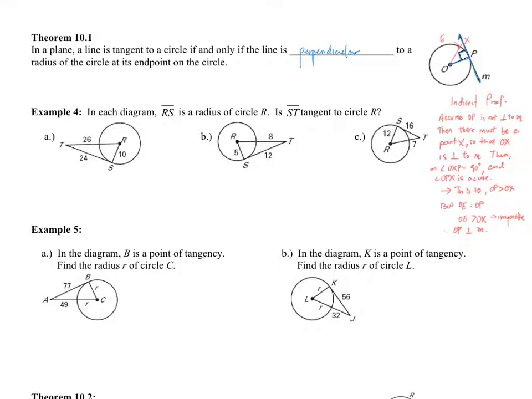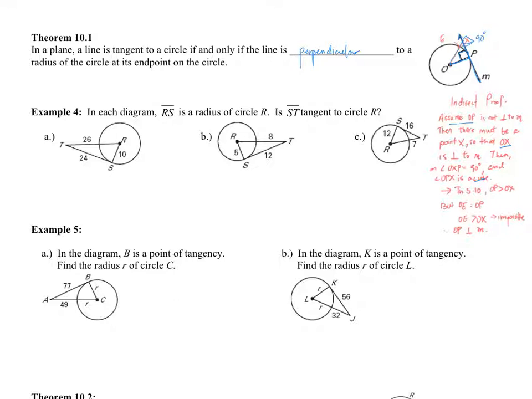And to prove this, we need to use an indirect proof. So assume that OP is not perpendicular to line M. Then there must be a point X so that OX is perpendicular to M. So we're assuming that this angle is 90 degrees. Then OPX must be an acute angle if we make the previous assumption.